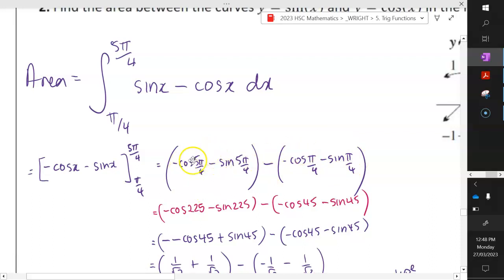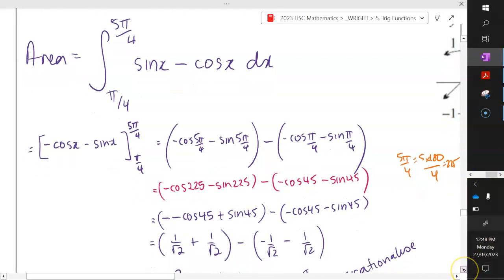So I'm going to change my 5 pi over 4 to 225, which if you need to stop the video and do that, please do that. And change my pi over 4 to 45. Okay, if you're stuck, I'll quickly show you then. 5 pi over 4 is 5 times 180 over 4, which if you calculate that is 225. That's where it comes from.